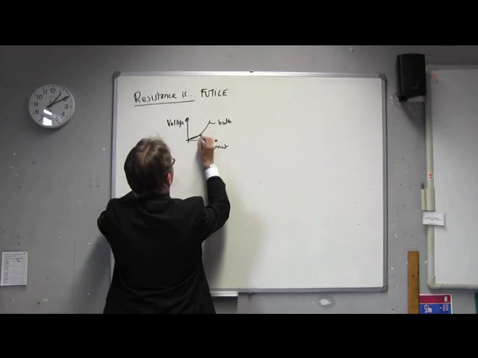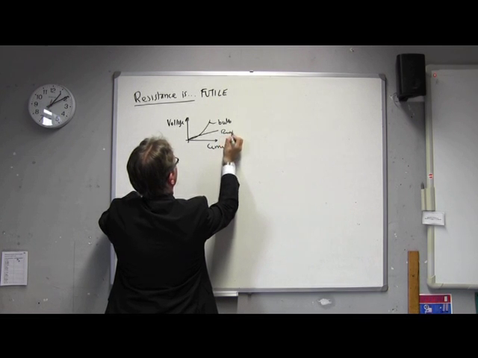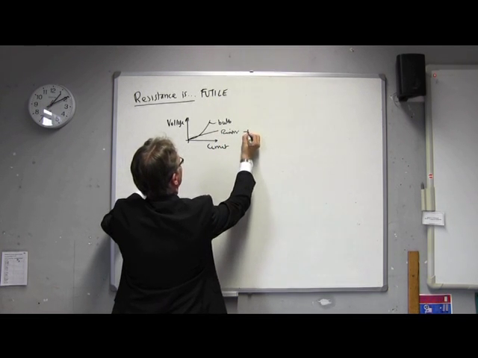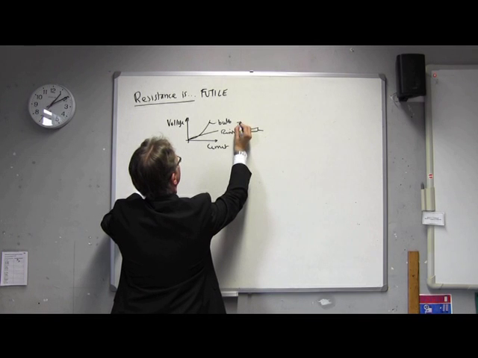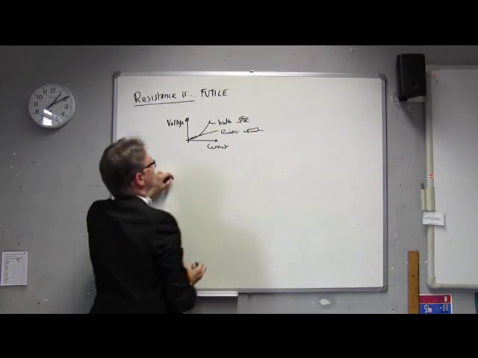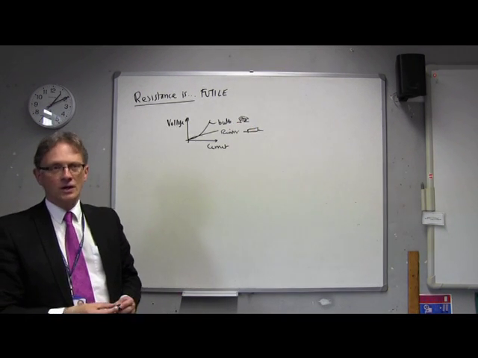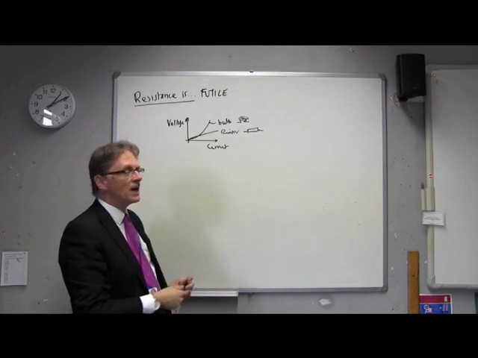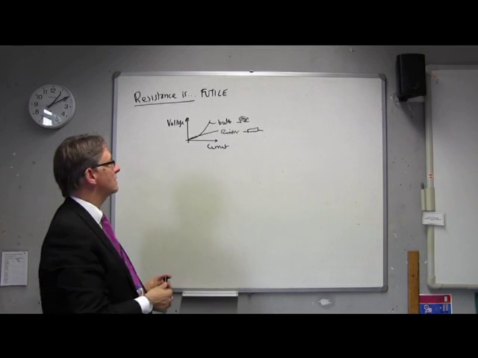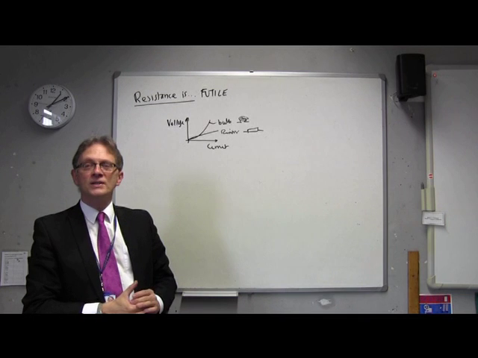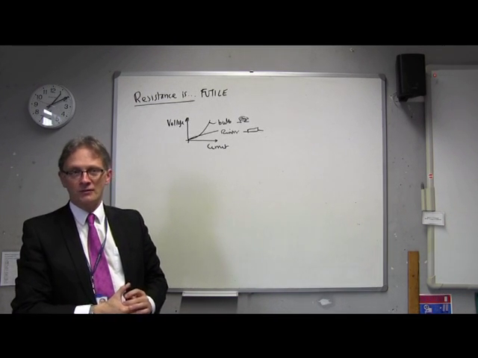Okay? For a resistor, then what you tend to get is a fairly straight line. Okay? Now, what does this suggest? Well, as a physicist, it suggests to me that actually there's no one definite connection between voltage and current.